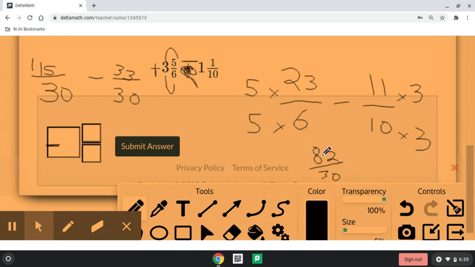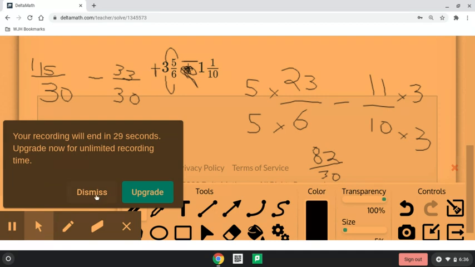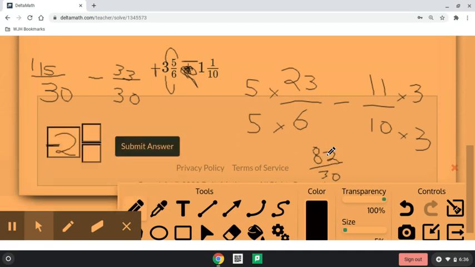And we have to reduce that to a mixed number. So 30 is going to go into 82 2 times. And don't forget we had this negative here. We'll keep the bottom. It's going to go in 2 times, and it's going to have 22 left over. We divide both by 2 to make 11 over 15. There we go.